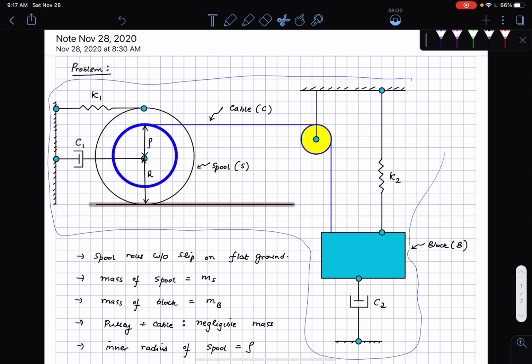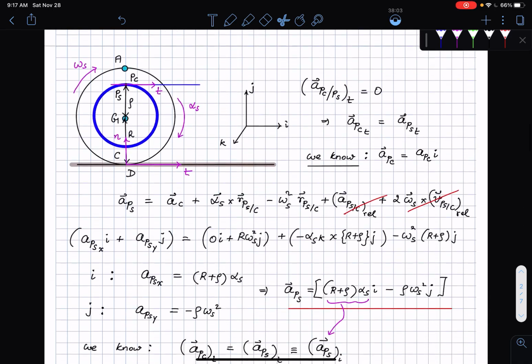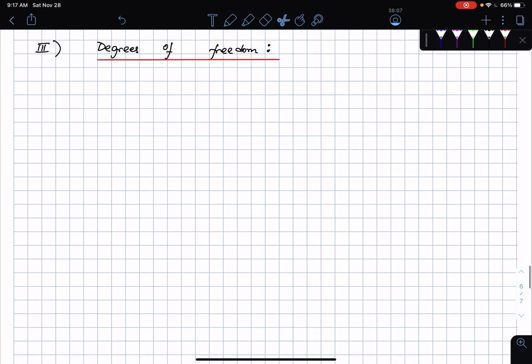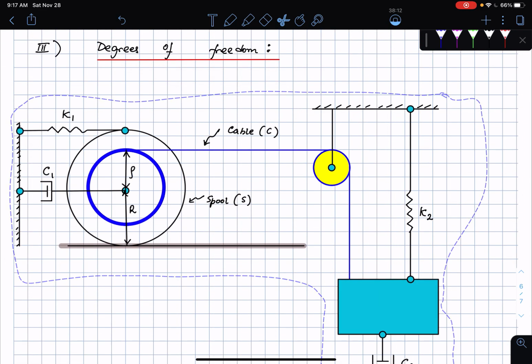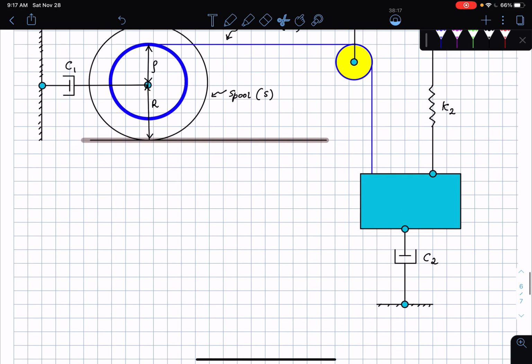And you can obviously see that if you look at the block, it is just going to travel in the vertical direction. Okay, and likewise for the spool, it's going to travel in the horizontal direction. So if I come back and then put this down here, then I can say the following. For the block, the degree of freedom that I'm going to talk about is just going to be in the vertical direction. Okay, so this is the origin, and I'm going to say, okay, hey, this is the position of the block y, y dot, and y double dot.